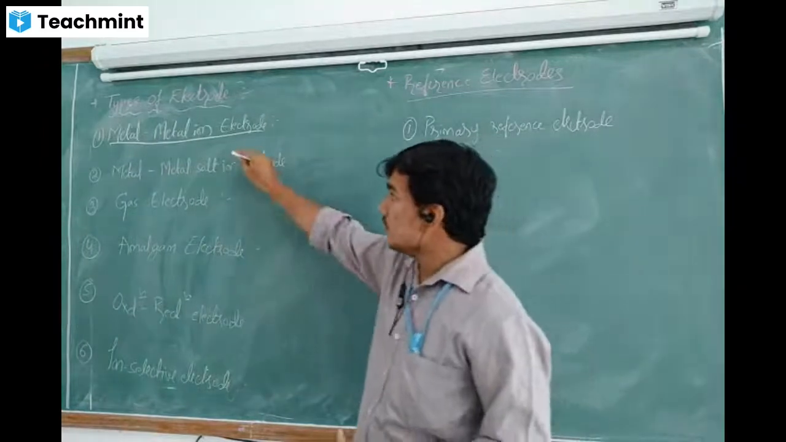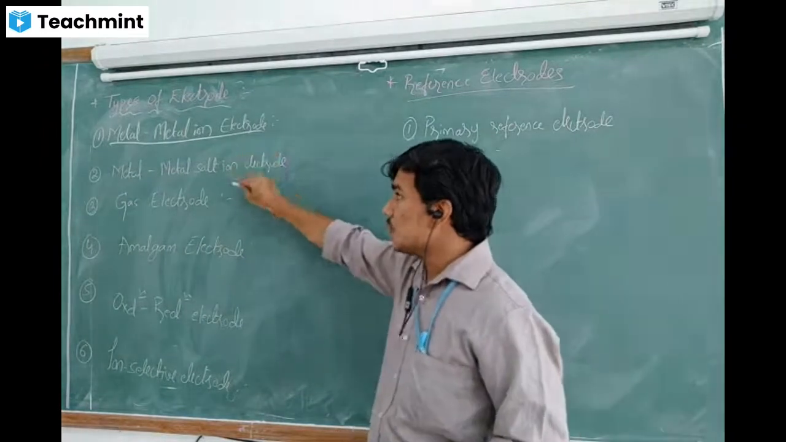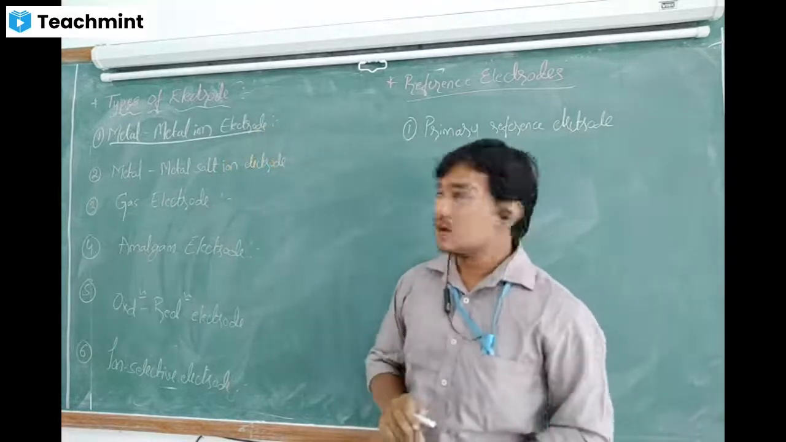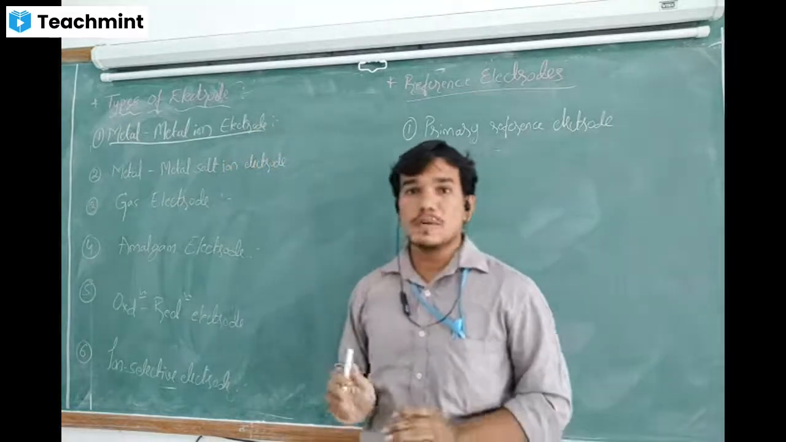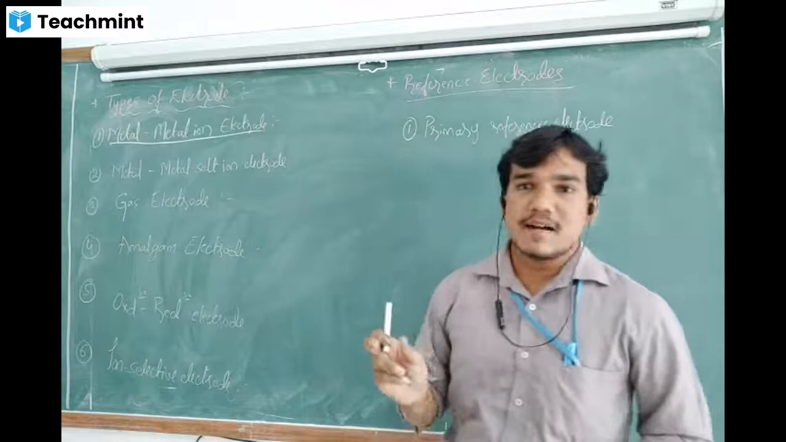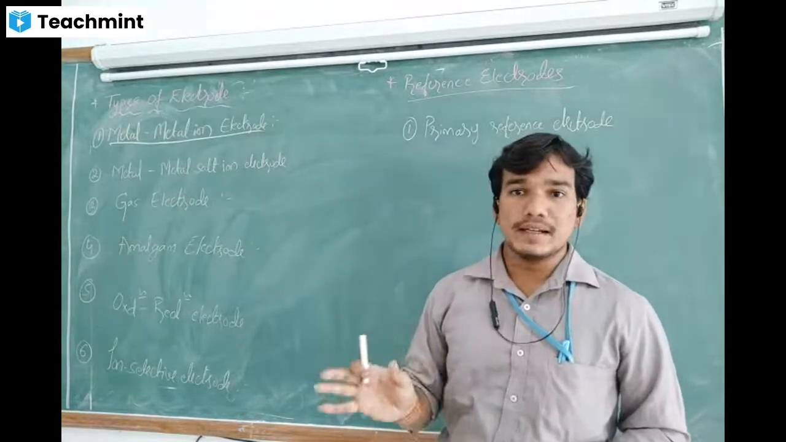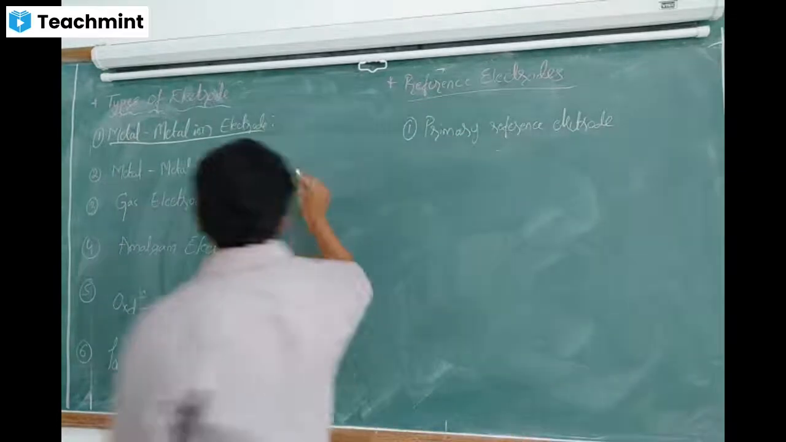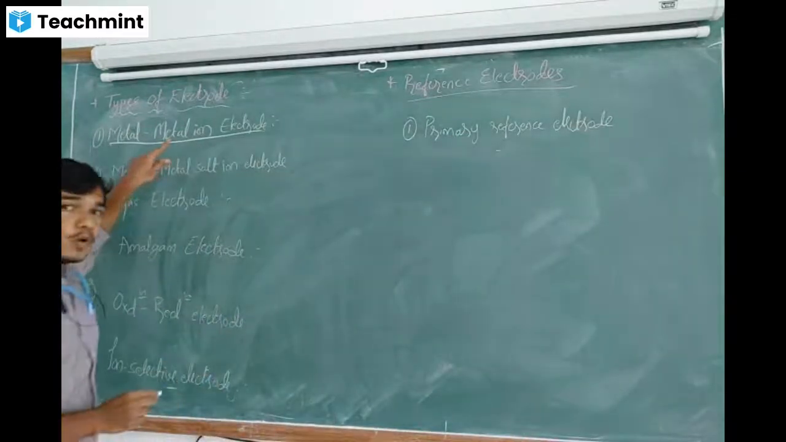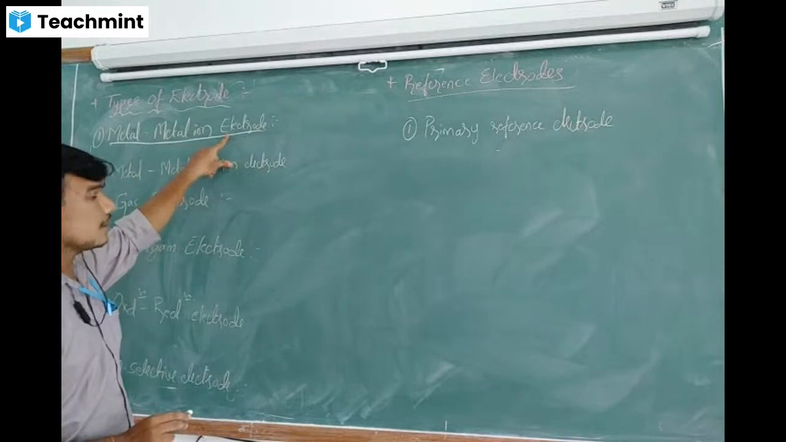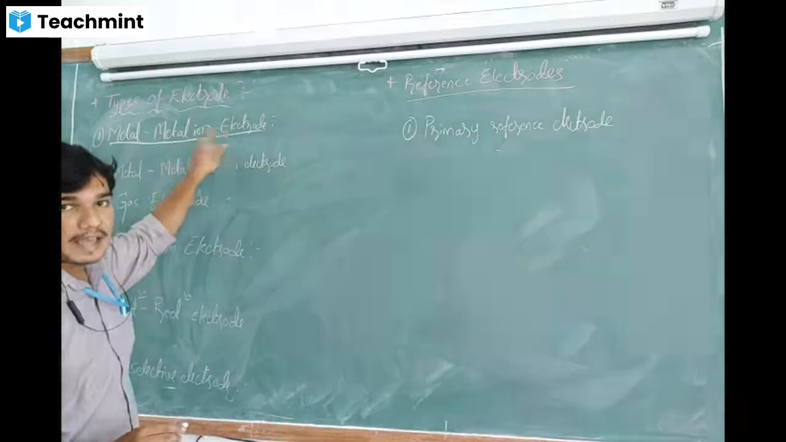The first type of electrode is the metal ion electrode. What is meant by a metal ion electrode? A metal is in contact with its own metal ions. That type of electrode is called a metal ion electrode.